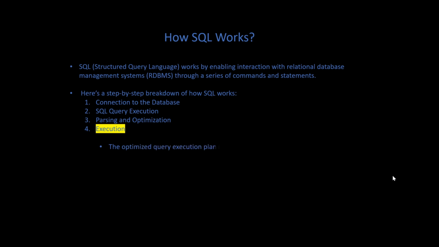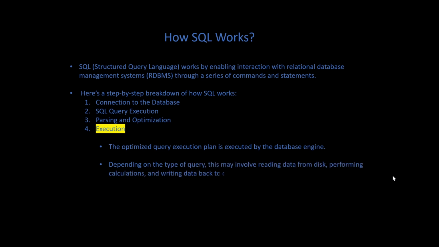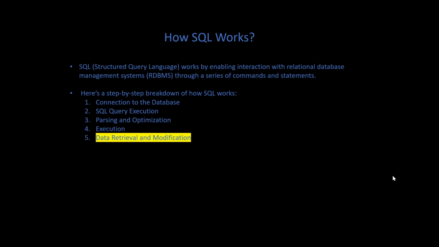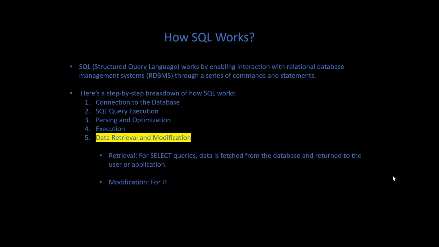Next will be execution. The optimized query execution plan is executed by the database engine. Depending on the type of query, this may involve reading data from the disk, performing calculations, and writing data back to the disk. Next will be data retrieval and modification. Retrieval: for select queries, data is fetched from the database and returned to the user or application. Modification: for insert, update, and delete queries, the specified changes are made to the database.